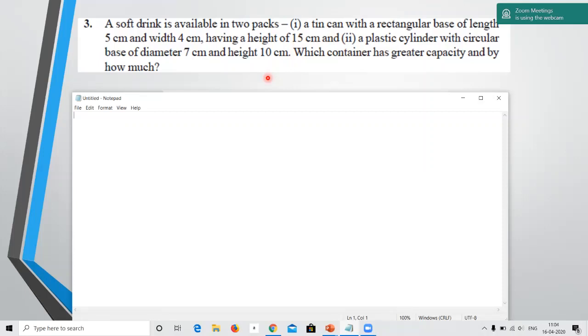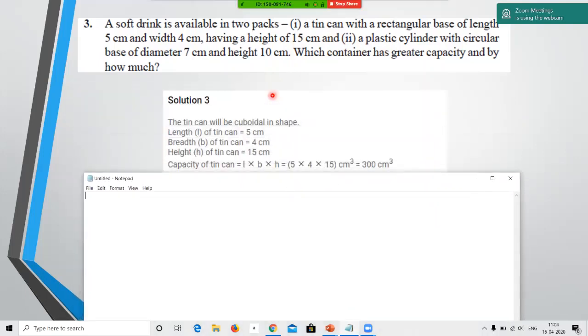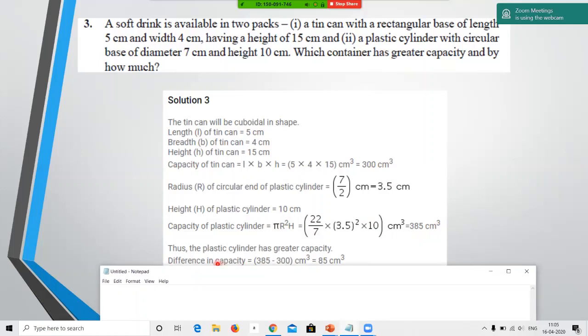Give me the volume of the cuboid. 300 centimeter cubed. Perfect. Now give me the volume of the cylinder. Pi r square h. 385 centimeter cube. Perfect. So which container has a greater capacity? The cylindrical container has a greater capacity. And by how much? 85 centimeter cube. So please write the complete statement. The difference in the capacities is 85, because they have asked you by how much.